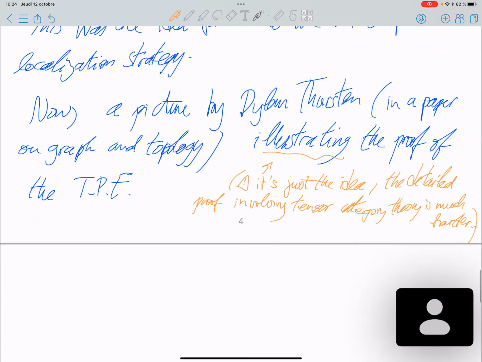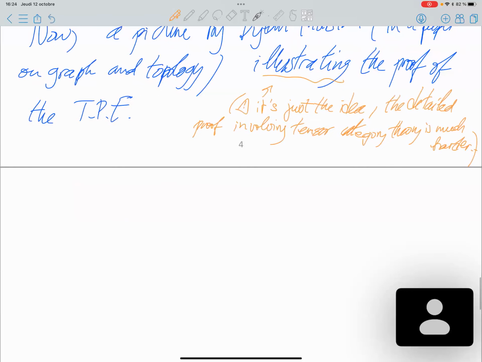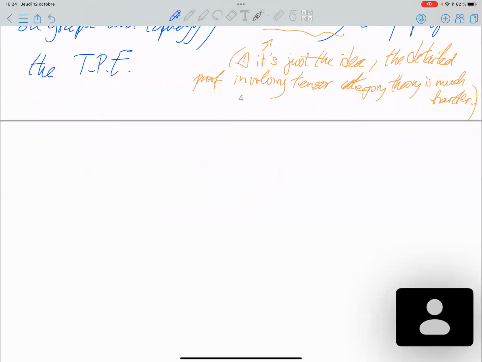Okay, so the picture is the following. As I said, two ways to evaluate the triangular prism. So you start by a triangular prism, like that.